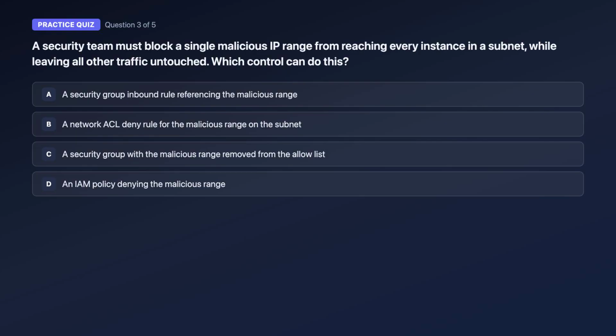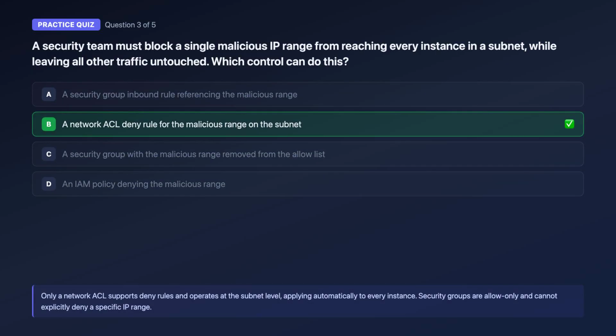Option A, a security group inbound rule referencing the malicious range. Option B, a network ACL deny rule for the range on the subnet. Option C, a security group but the range removed from the allow list. Or option D, an IAM policy denying the range. Think about which control can actually deny.